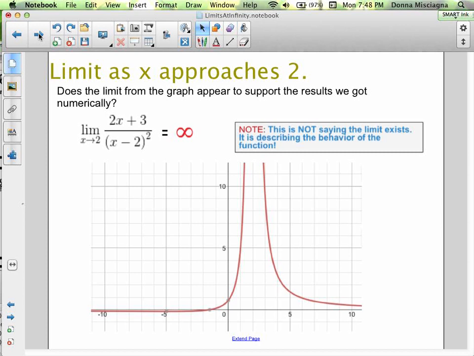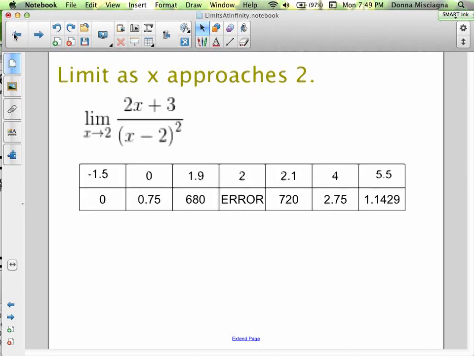Now, the limit does not exist. So when we say a limit of infinity, we're not saying the limit exists. It's describing the behavior of the function. So notice from the left and from the right, our function appears to be growing without bounds. Let's try analytically. The numbers kept getting larger, and notice they got quite a bit larger.